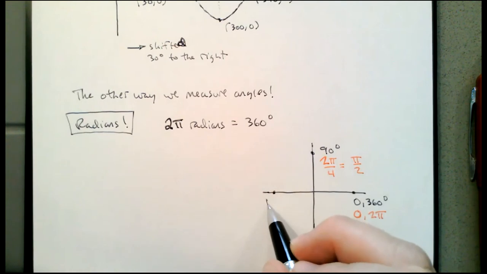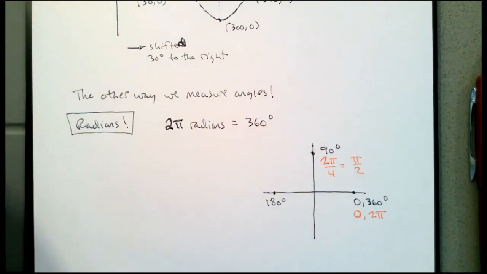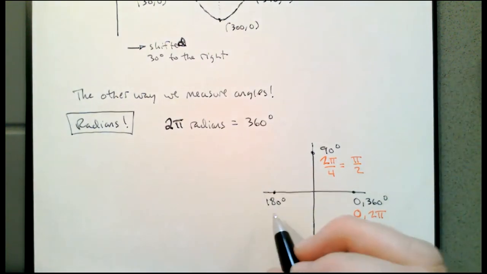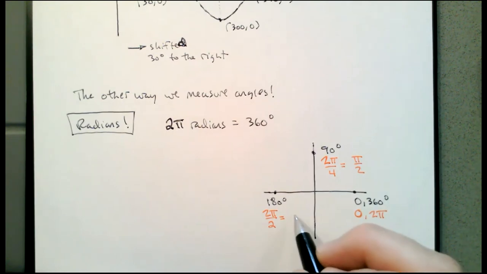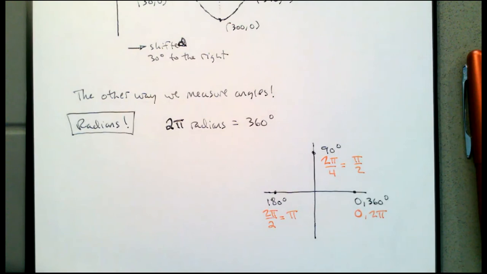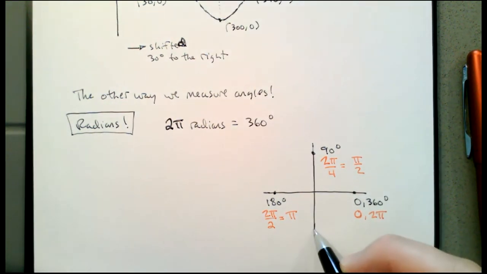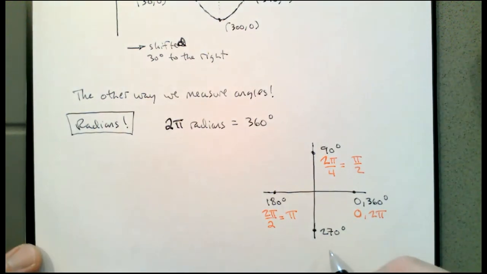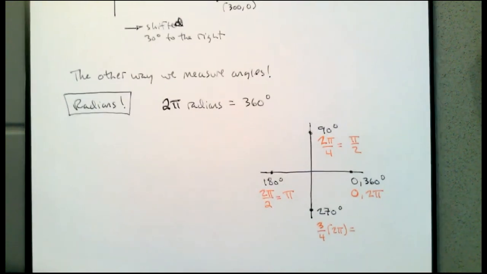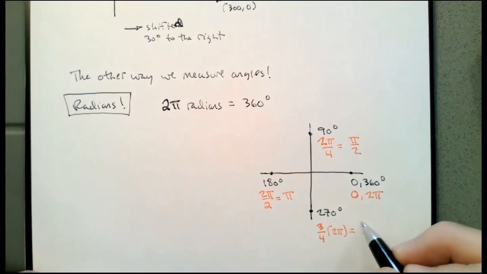Over here, we know we're at a half a circle, 180 degrees. And that's a half a circle. So I'm going to take my 2 pi and divide it by 2. But we're not going to write 2 pi divided by 2 all the time. We'll simplify the 2 over 2 and call that just pi, 1 pi. Down here at the bottom, that's 270 degrees. That's 3/4 of a circle. That'll be 3/4 of 2 pi. But we'll simplify that. 3/4 of 2 is 3/2. So we'll call that 3 pi over 2.